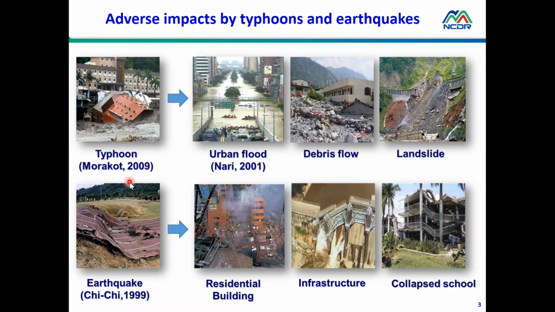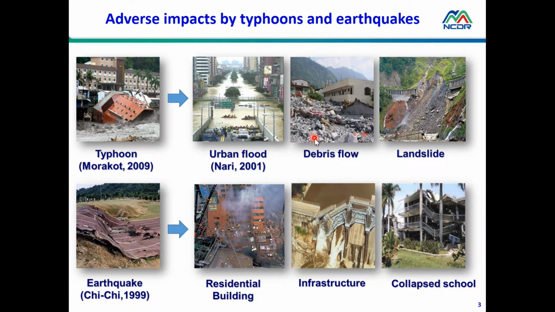So I try to identify some impacts brought by typhoon and earthquake. By typhoon, this is a typical case that happened in 2009 after Typhoon Morakot. You see, one hotel collapsed into the river channel because of foundation erosion. And the urban type disaster I mentioned: this picture was taken in downtown Taipei after Typhoon Nari in 2001. In this event, I think over 50% of Taipei area was inundated because of the flood brought by the typhoon.